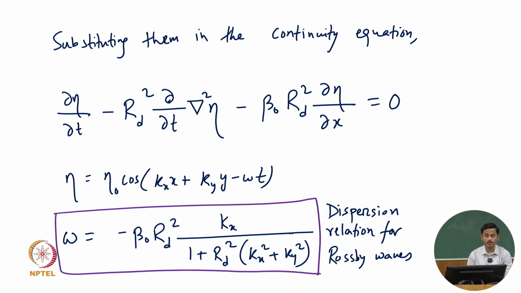We can see from this dispersion relation that if beta naught, the beta parameter, were taken to be 0, that is we were implementing an f-plane approximation, that is, we are not taking into account the variation of f with latitude, then we get omega equal to 0, which is the steady geostrophic flow that we discussed in the last class. It's frozen in time with a specific wavelength.